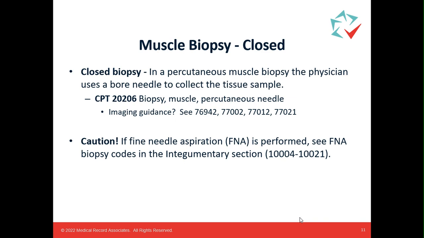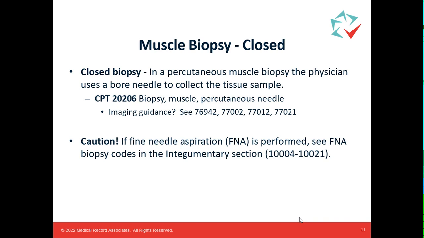For our closed biopsy, this is a percutaneous biopsy where the physician will use a bore needle to collect the tissue sample. We just have one code available for this method of biopsy. It's 20206, and it's biopsy muscle by percutaneous needle.